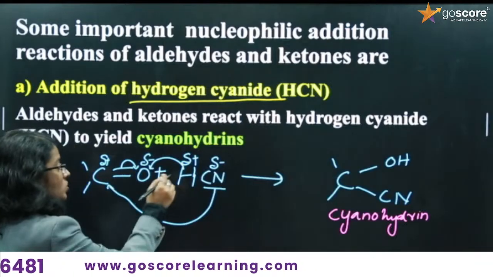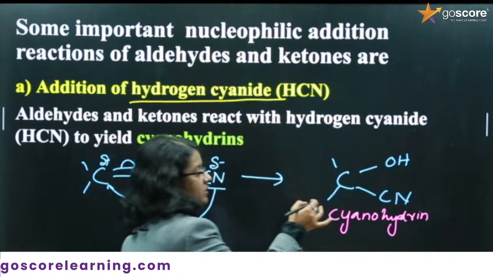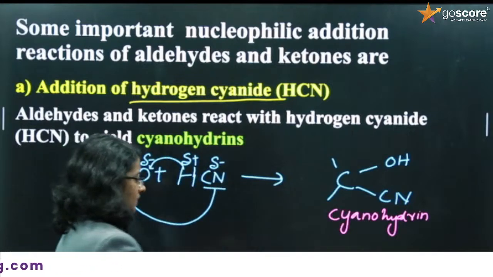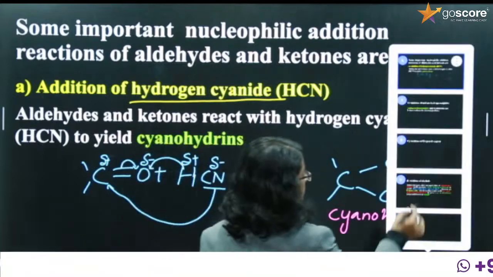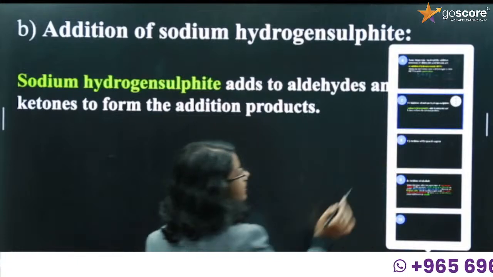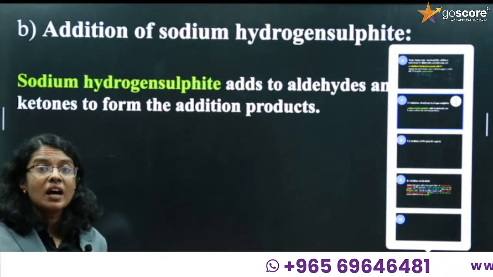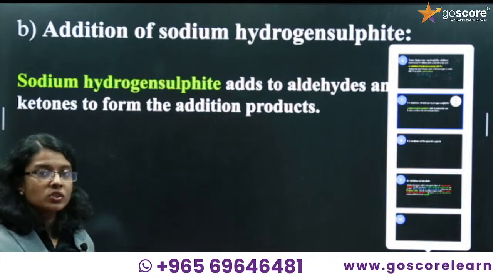Cyanohydrin. So hydrogen cyanide on reacting with a carbonyl compound, you will get cyanohydrin. Is it easy? Okay. The next one is nucleophilic addition of sodium hydrogen sulfite. What's the formula of sodium hydrogen sulfite?